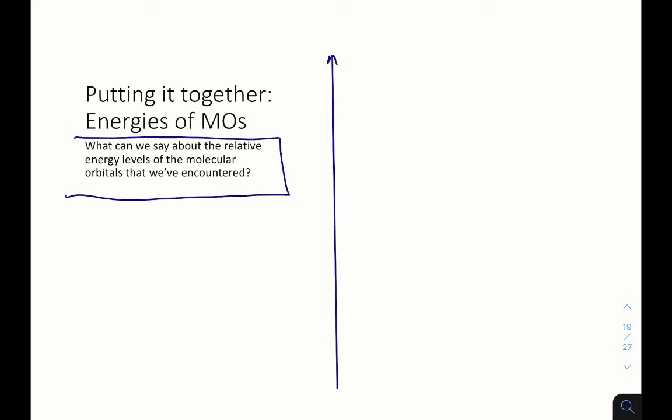Summarize what you've learned from the previous examples by responding to this question. What can we say about the relative energy levels of the molecular orbitals that we've encountered? Write down your answer and then check with me.